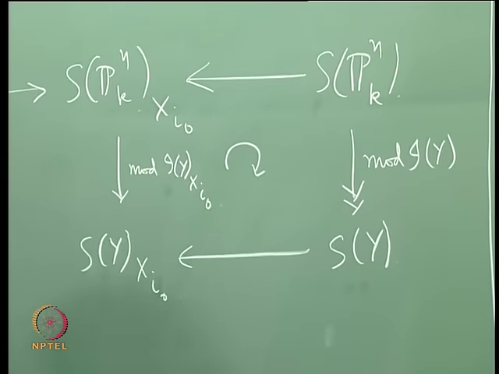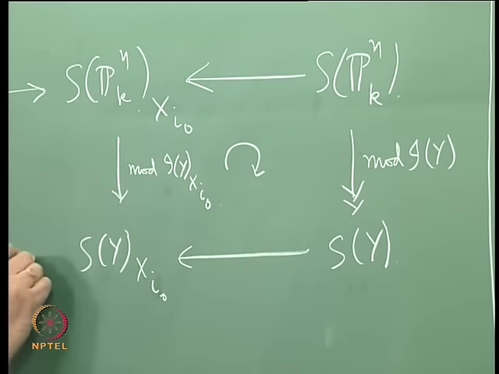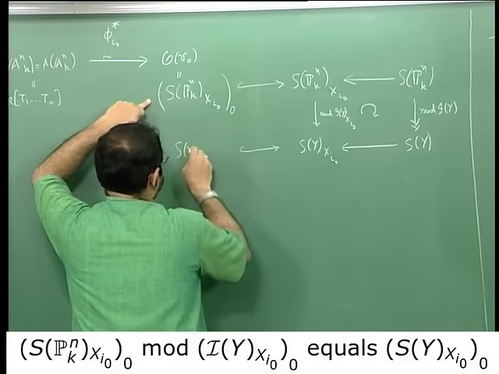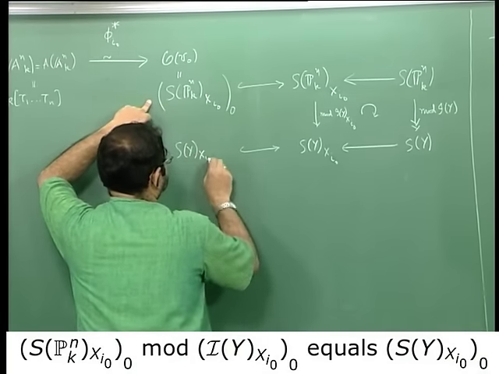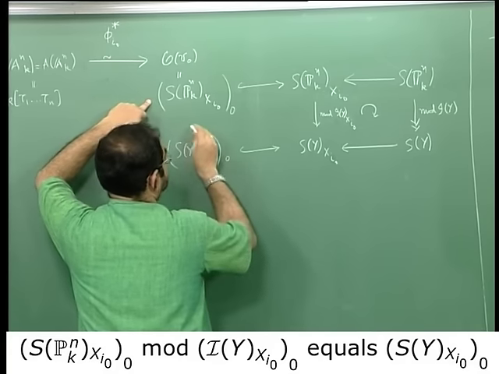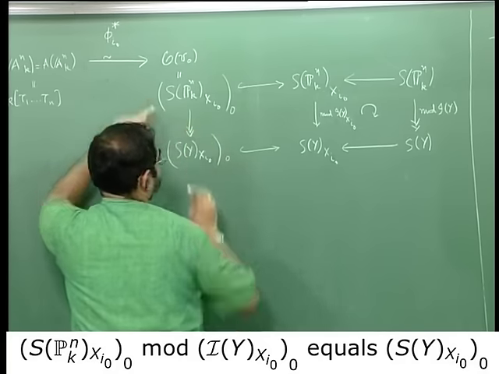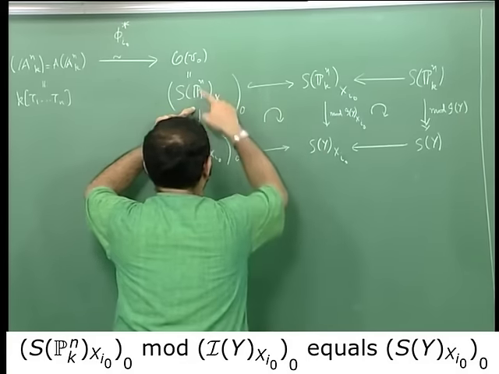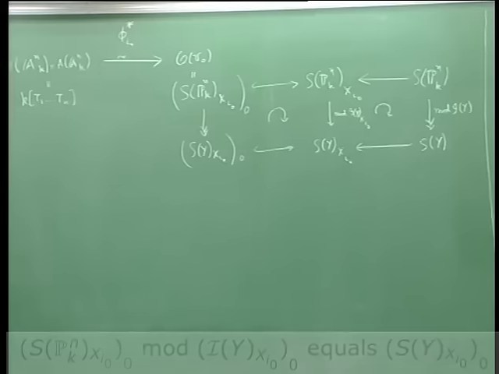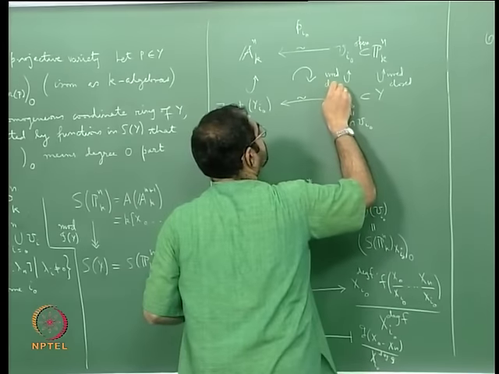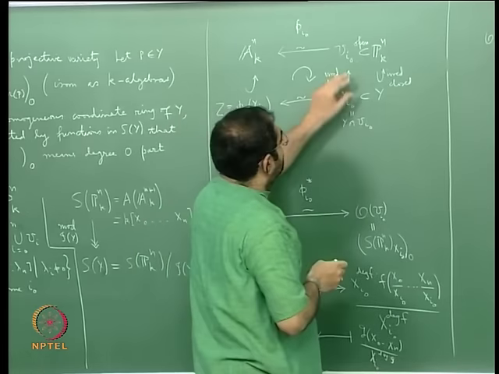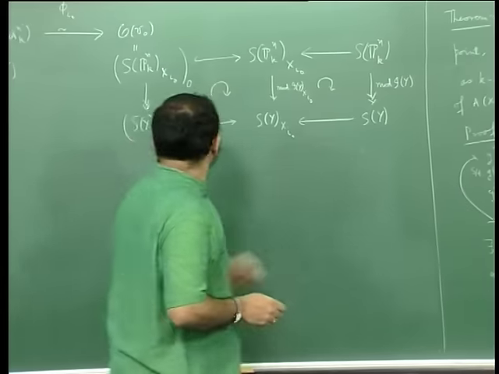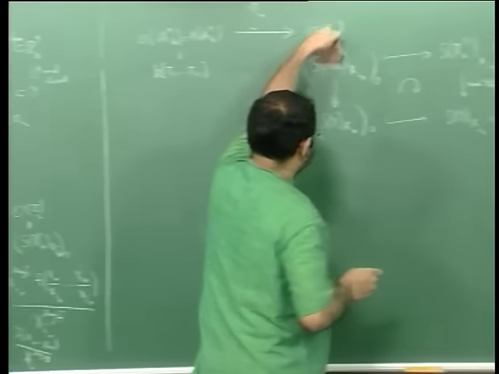This is the localization, and then here what you will get is just sy localized at xi naught and the degree 0 part, which is again a quotient here, okay. It is this quotient, and this diagram commutes, and it's this quotient that corresponds to this irreducible closed set, okay. So this irreducible closed subset corresponds to this quotient, and this irreducible closed subset corresponds to this quotient.